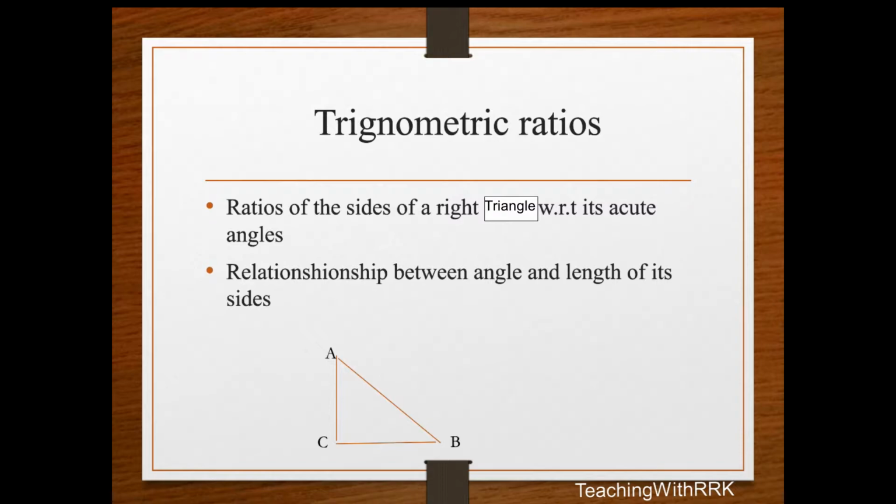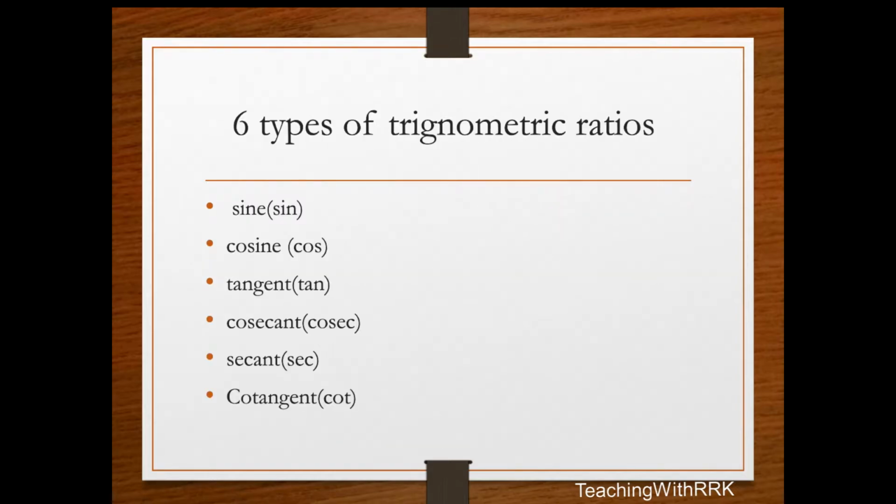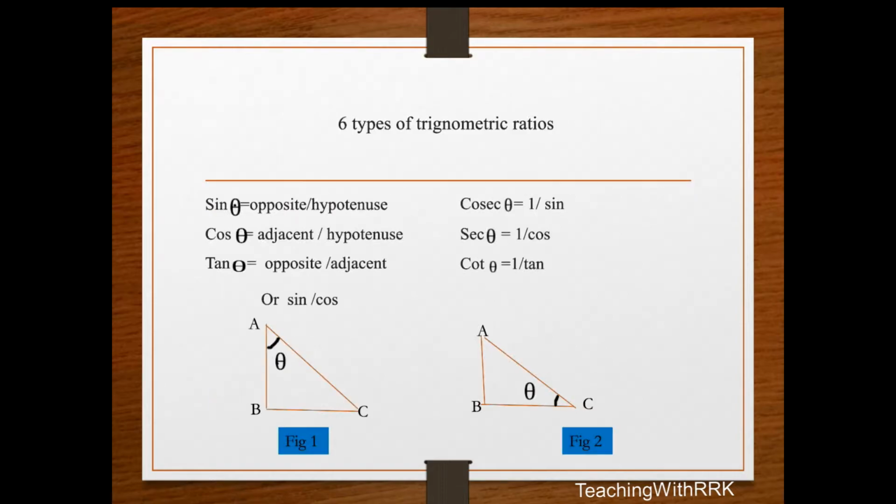Okay. Another definition: relationship between an angle and the length of its sides. There are 6 types of trigonometric ratios: sine, cosine, tangent, cosecant, secant, and cotangent. Short forms are sin, cos, tan, cosec, sec, and cot. Normally we use these short forms.